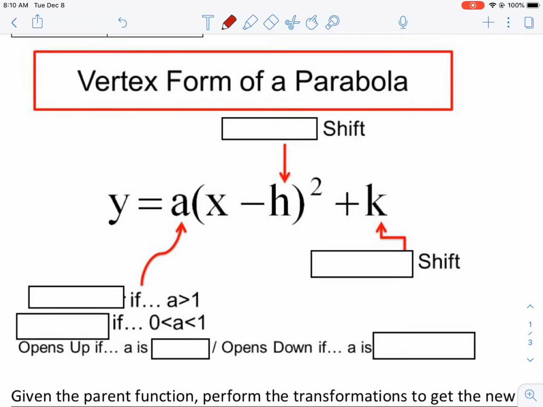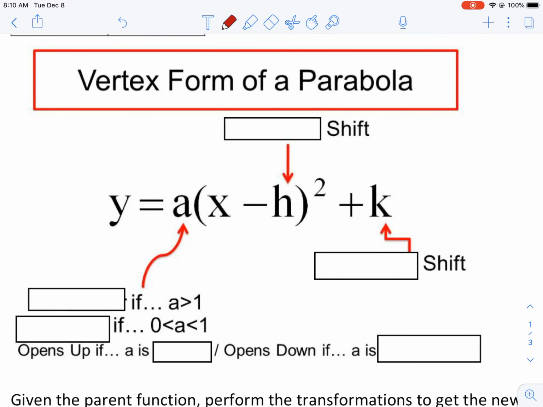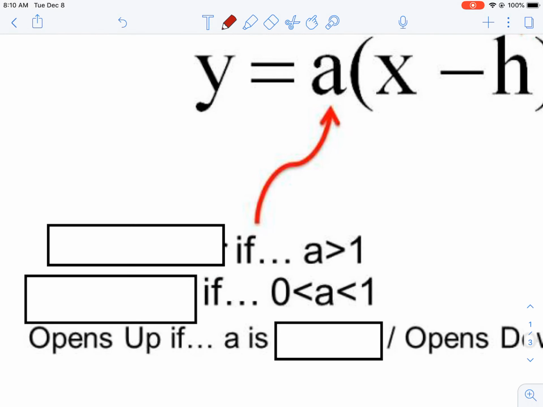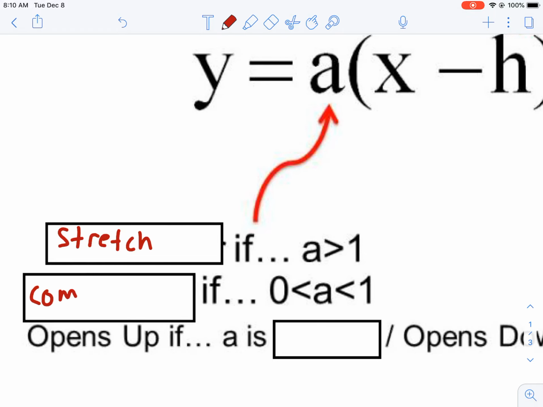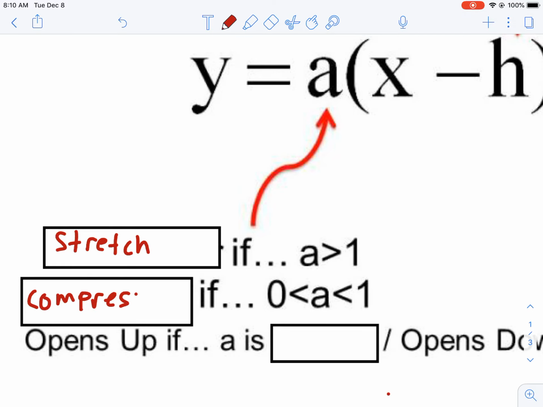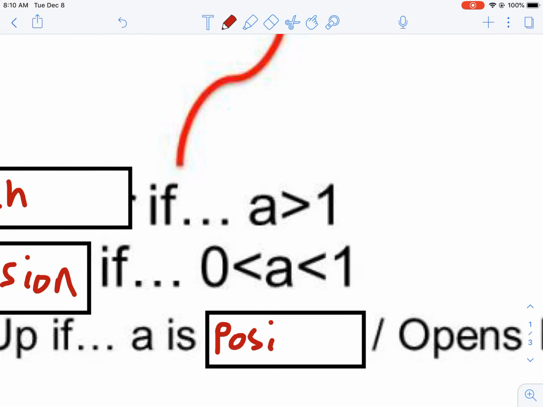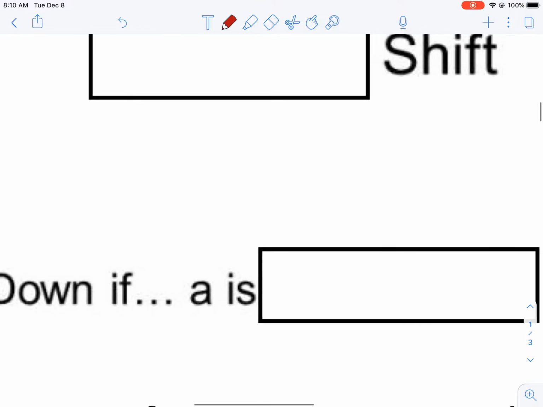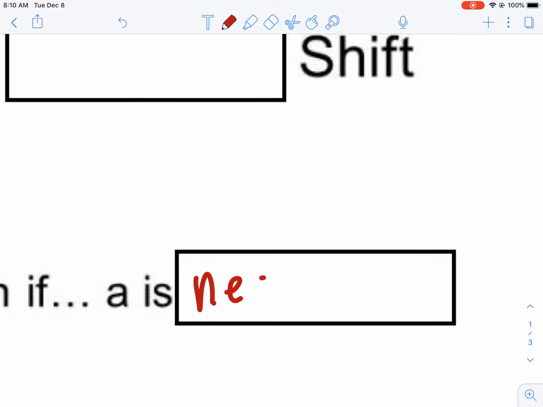And the way to get the vertex, and the way to understand how vertex form is built, is by looking at all the transformations. So we've talked about transformations before, but we'll go over these real quick, right? The big one is A. A does a lot, and A can really change the graph. If A is greater than 1, that's a stretch. If A is between 0 and 1, that's a compression. It gets fatter, it gets wider. It opens up if A is positive, and it opens down if A is negative. We've talked about this plenty of times, and this happens with literally every function we'll look at all year. It gets flipped if A is negative.